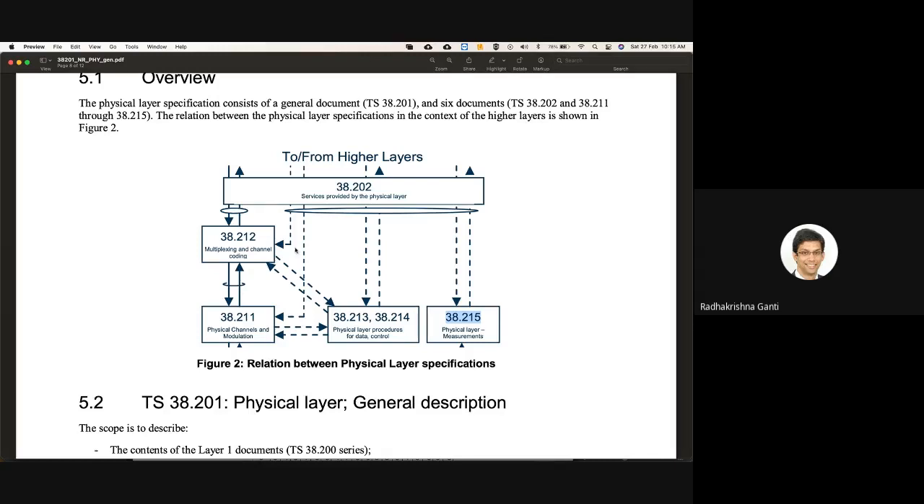And these links tell you which documents are related to which other documents. In general, 38.215 is not referred to by all the other documents. It is referred to only by the higher layer documents. Whereas 38.211 talks a lot about 213, 214, 38.212 talks about 213, 214, and so on and so forth. So this is just a high level diagram which tells about what document talks about what. Is this fine?